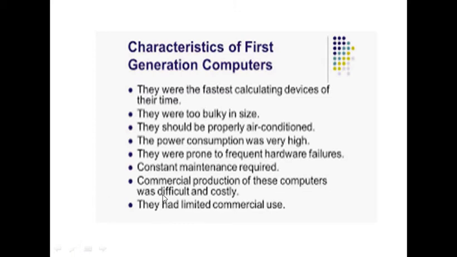Commercial production of these computers was difficult and costly, as it was very big in size, ACs were required, and maintenance was also repeatedly required. So commercial production was not that easy. Commercial means these computers could not reach each and every house due to the difficulty and the cost. So commercial use was limited here. And do remember the important point of these computers, that vacuum tubes were used in the first generation. So most important point.